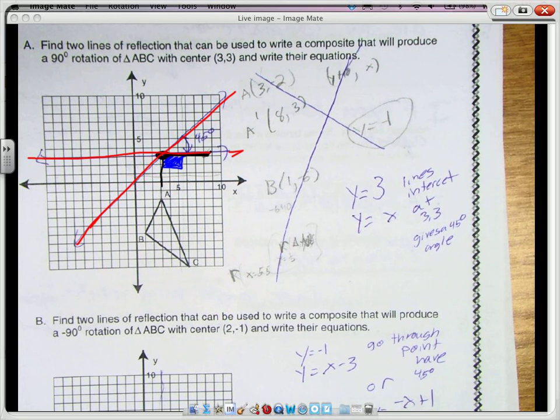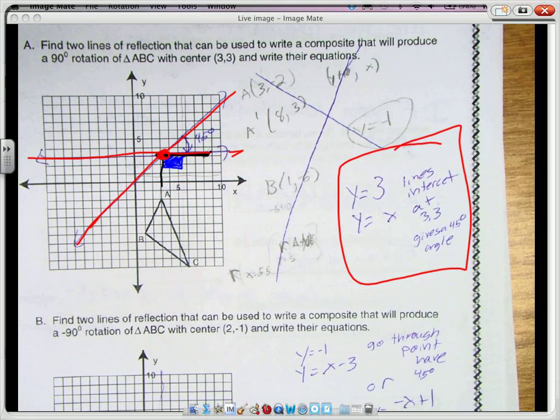So the things that you should have on your paper are this, right here. y equals 3, y equals x. Lines intersect at 3, 3. Okay, and it gives a 45-degree angle. Okay, so I knew it had to go through line y equals 3, because it's at the point 3, 3. And then I wanted something that would go at a 45-degree angle but would also intersect at this spot. The only thing I could think of was y equals x.